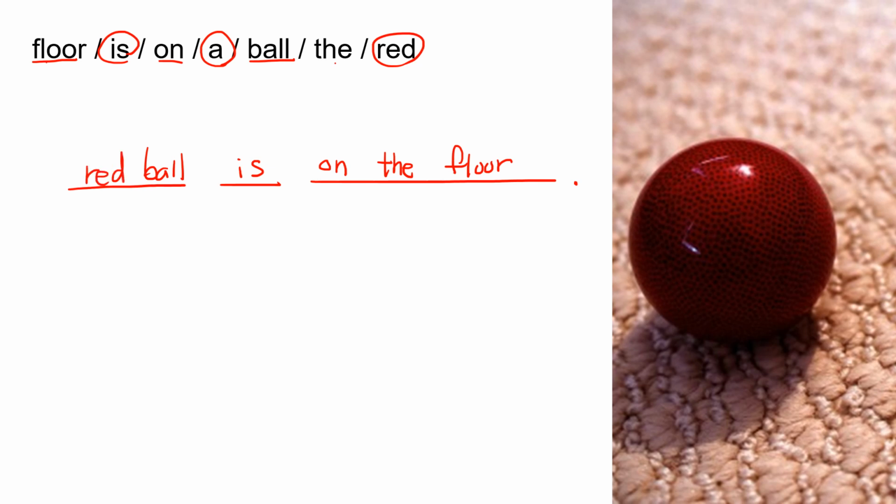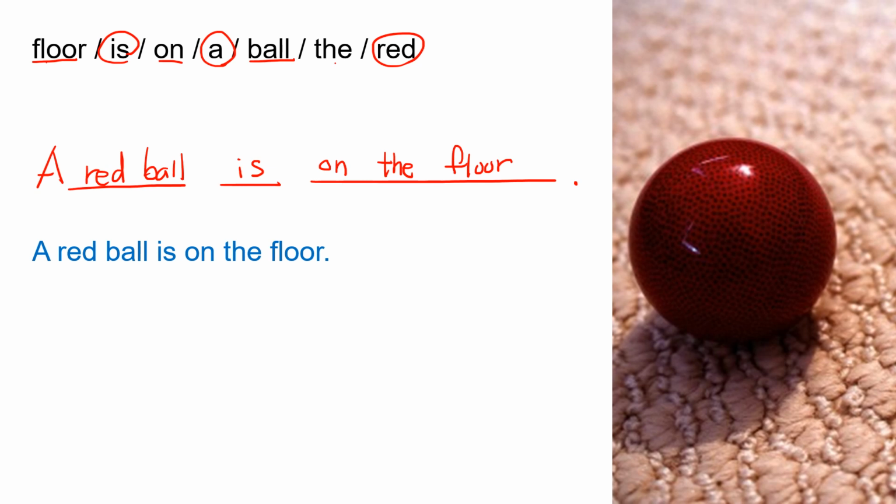Red ball is on the floor, but a red ball is on the floor. So this becomes the perfect sentence: a red ball is on the floor.